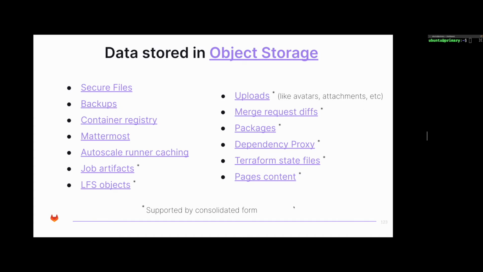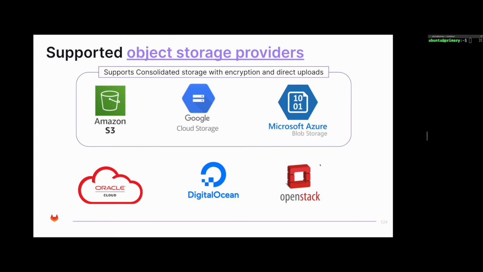All these object types with a star are supported by a consolidated form, so you can store all of these in the same location, whereas these all require their own location. And that can be one of those six. Oracle Cloud, DigitalOcean, OpenStack can be used for single locations, so to say, but only Amazon, Google, and Microsoft Azure Storage support this consolidated storage format, and with that also encryption on disk and direct uploads.